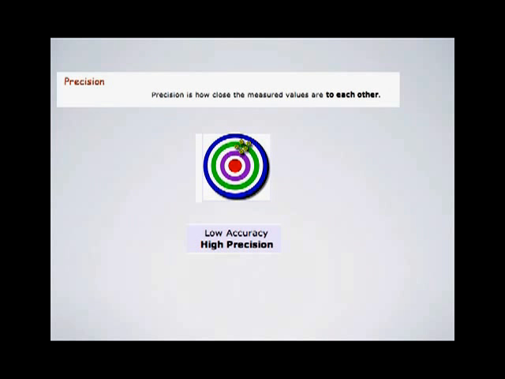This picture shows us precision. Precision is how close the measured values are to each other. None of the dots are very close to the red target, so none of them are accurate, but they're very close to each other. They're very consistent. So we have a target that shows precision.